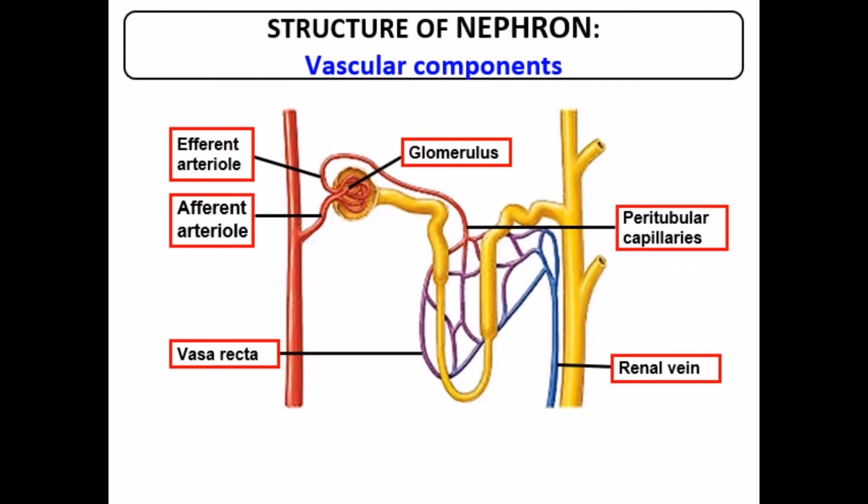Number 1 is afferent arteriole that carry blood from renal artery to the glomerulus. Number 2 is glomerulus the network of capillary between afferent arteriole and efferent arteriole. Number 3 is efferent arteriole that carry blood away from glomerulus. Number 4 is peritubular capillary, a network of capillaries branch from efferent arteriole that surround the convoluted tubule.